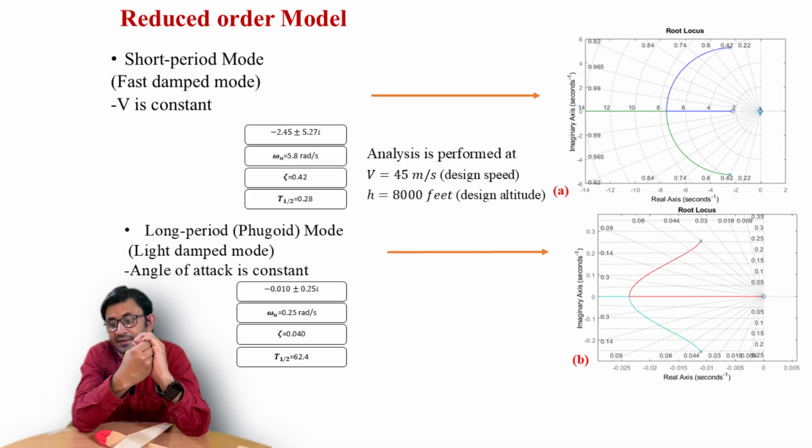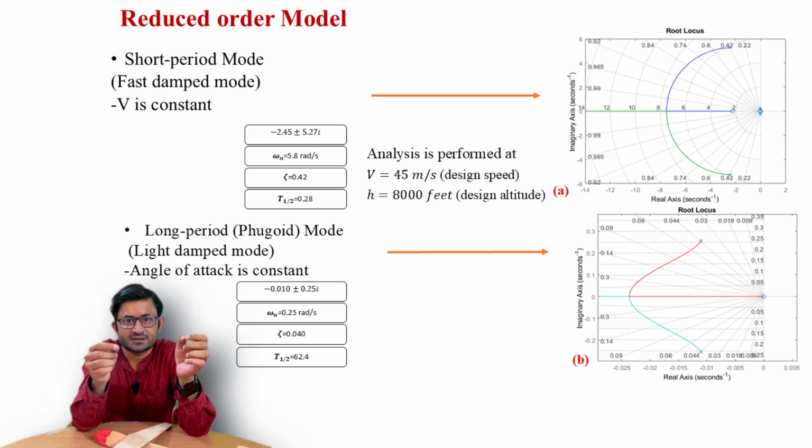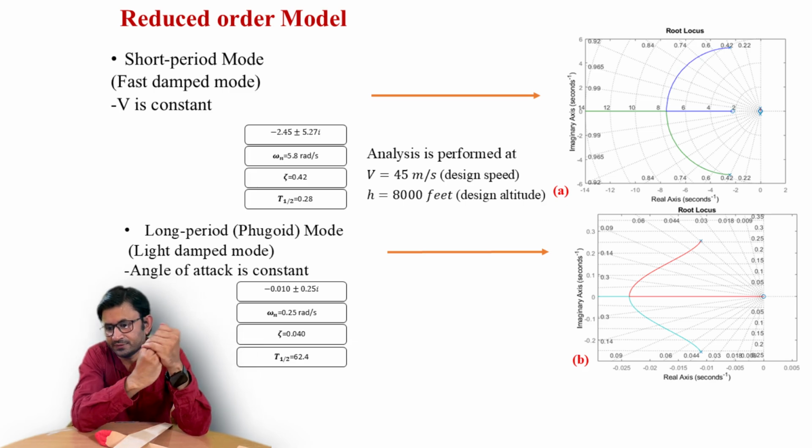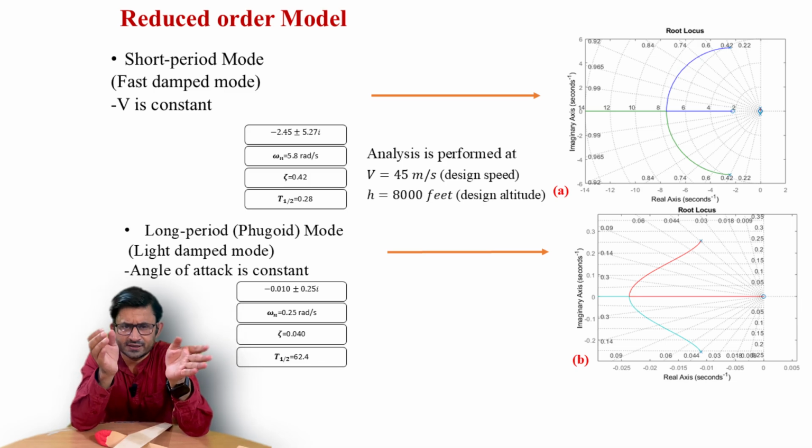So you can see here the angle of attack is constant, and altitude is changing. But here velocity is constant and angle of attack is quickly damped out. So this way you can differentiate the short period mode and long period mode. So this you can locate on a root locus.